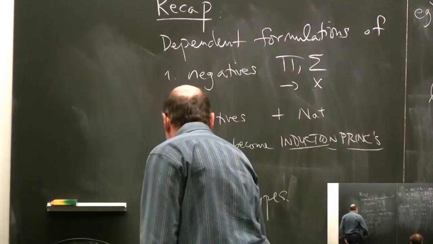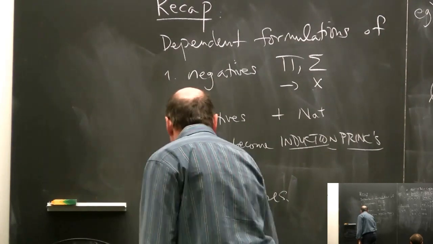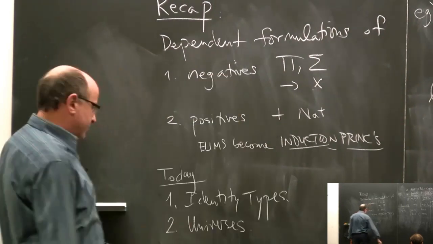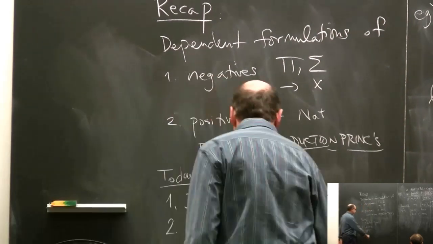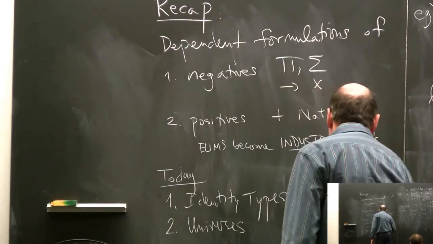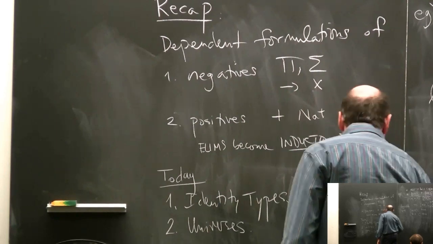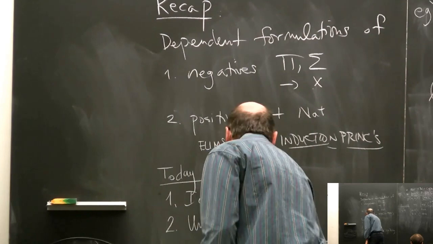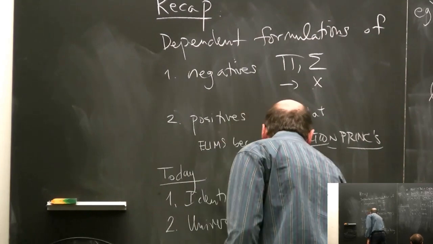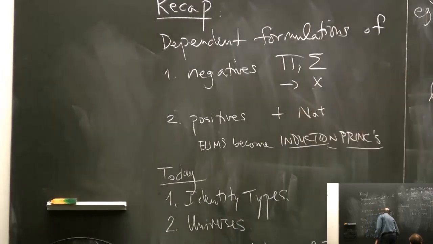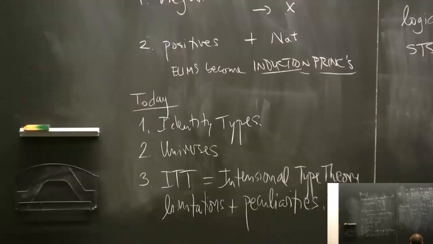When these two things are in place, I will have what is called ITT, intuitionistic or intensional type theory. I then will have developed what is called intensional type theory. And I will then speak a little bit about its limitations, maybe, and its peculiarities, because that's going to motivate a bunch of other ideas from there. So that's my plan. That's what I'm going to talk about for today.